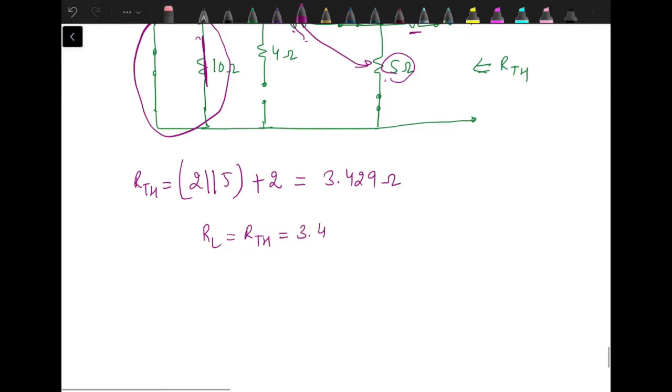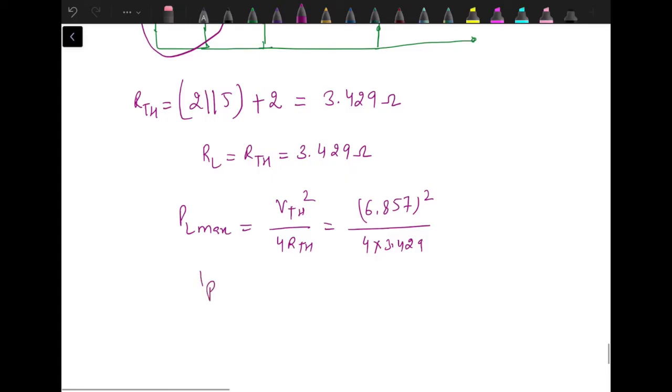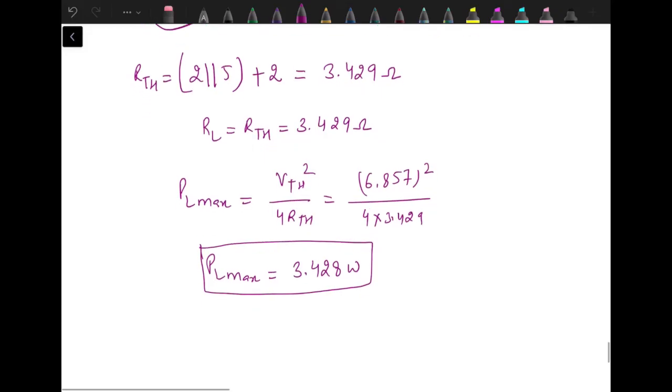For maximum power transfer, RL should be equal to RTH. So the value of RL should be 3.429 ohm, and PL max, which is VTH square by 4 RTH, 6.857 square upon 4 into 3.429. So PL max is 3.428 watt. So this is the power which is delivered to the load.